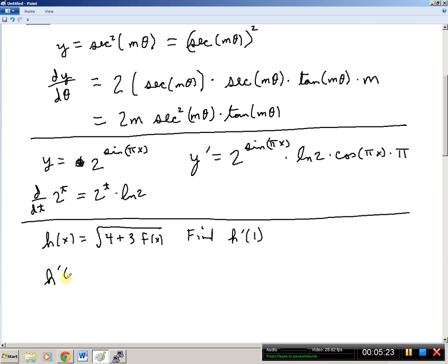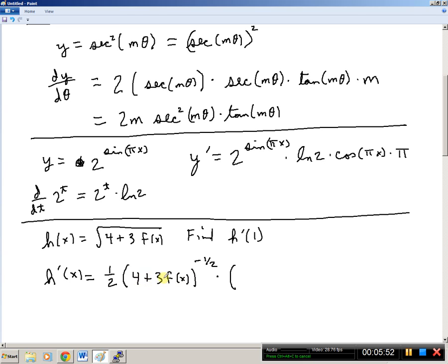So to do that, we will first calculate h prime of x. And of course, the square root of anything is that anything to the 1/2. So the derivative of anything to the 1/2 is 1/2 times whatever, 4 plus 3 f of x, to the power 1/2 minus 1, which is negative 1/2. And then the chain rule comes along and says, you got to multiply by the derivative of what's inside. Okay, so what's the derivative of what's inside? The derivative of 4, that's easy, that's 0.